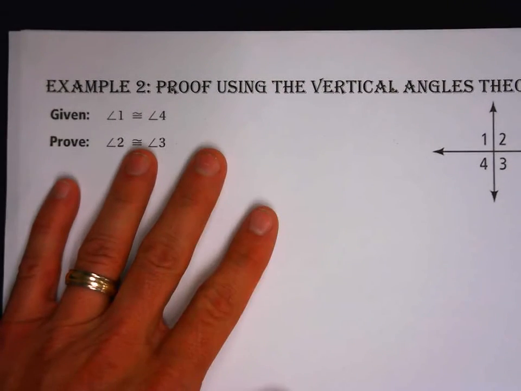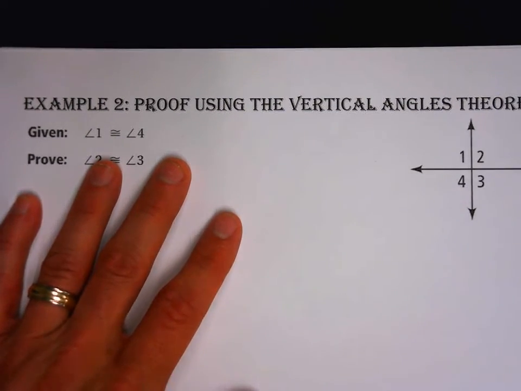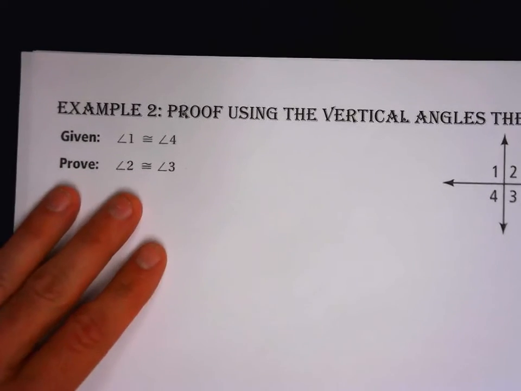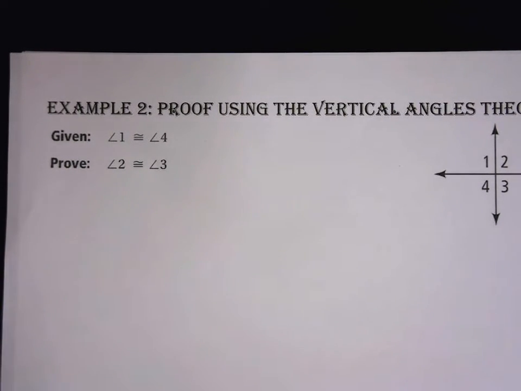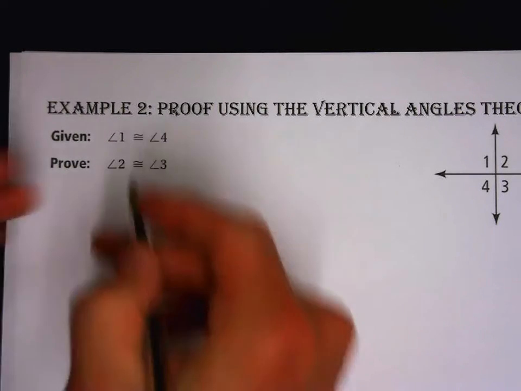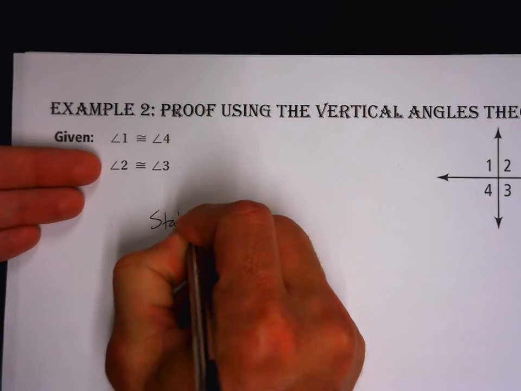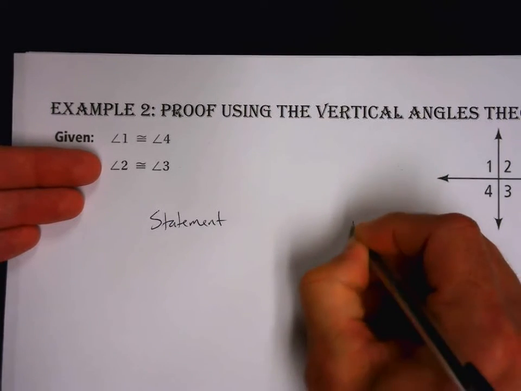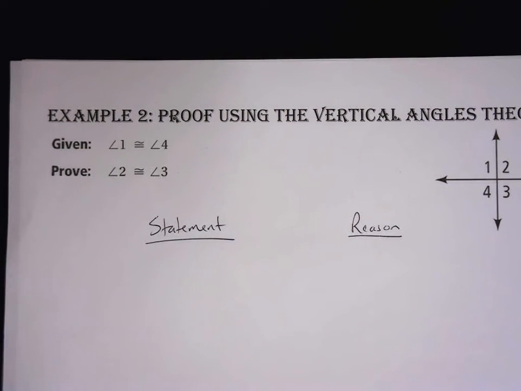So now we're going to prove. Using a proof. Now we're going to use the vertical angles theorem in a proof, because once we established it as a theorem, we can totally use it. Okay, so again, remember, a proof with two columns will have a statement and a reason. So statement here, reason there, and that's what we're going to use to prove this little thing, that angle 2 is congruent to angle 3.